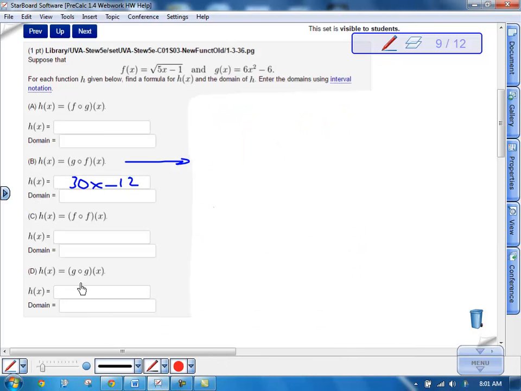All right, the last one, g of x. So we're going to take g of x, 6x squared minus 6, and we're going to plug it into itself. So if we do that, we'll have that squared times 6 minus 6. This can go in right here. Now there's no restrictions on g of x, and so there's no restrictions on this one either. So the domain is going to be negative infinity to positive infinity.